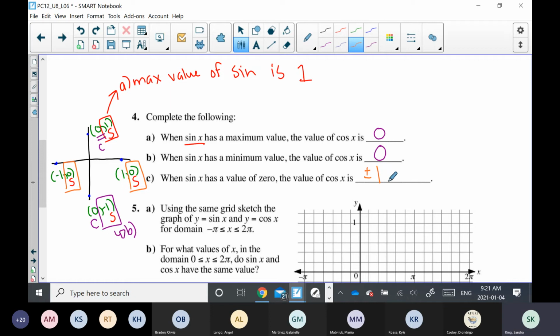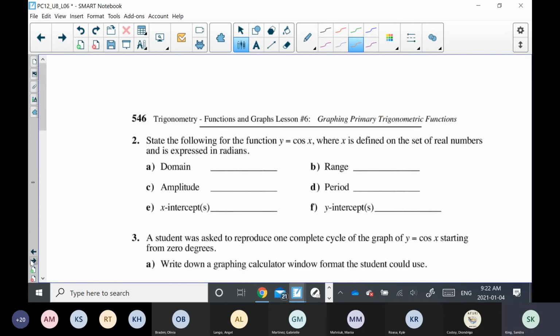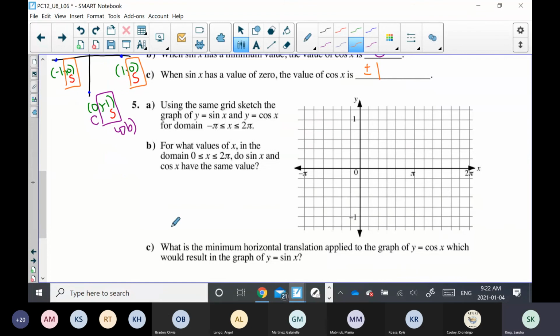Okay, so that was 4 I wanted to do with you. And then I wanted to do 5B, and 6A. Actually, 6A will be super quick, but 5B, let's look at 5B. Okay, yes, so we're going to do this one together. Using the same grid, sketch the graph of y is equal to sine of x and y is equal to cos of x for this domain here.